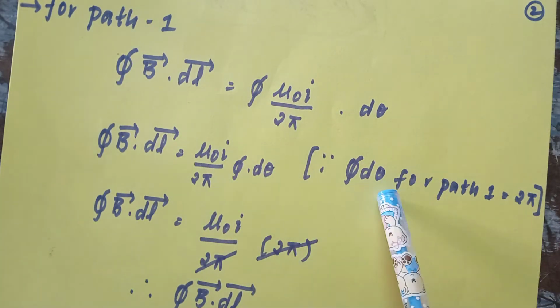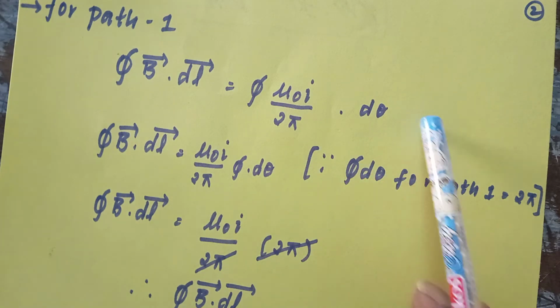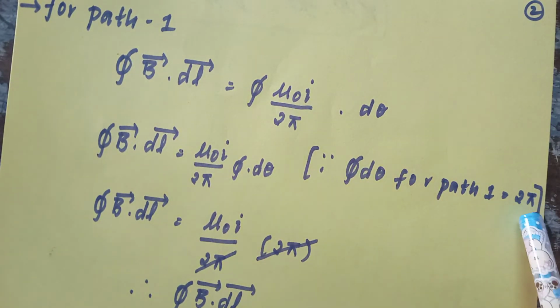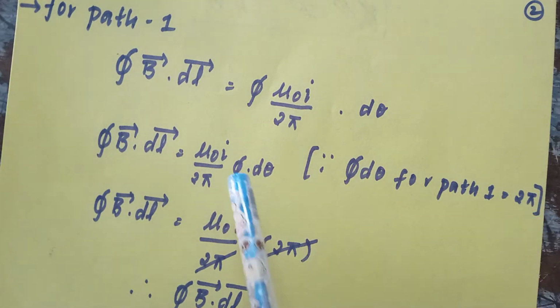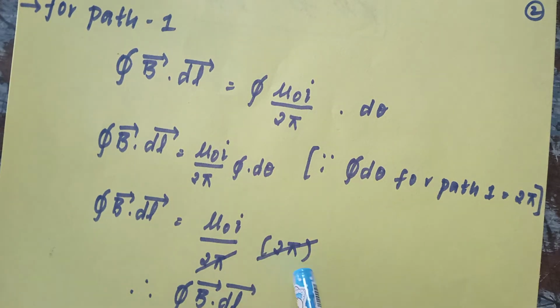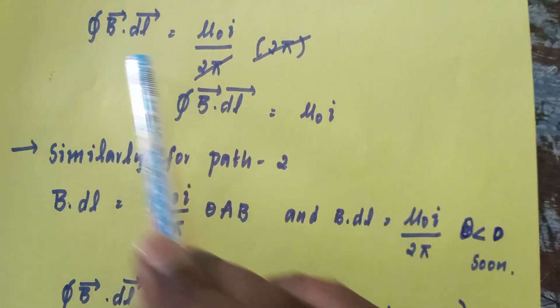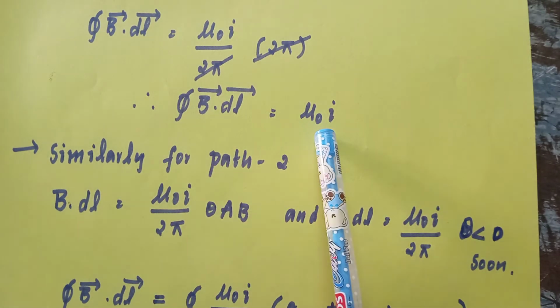Now the integration of d theta for path 1 gives theta, the angle. When the particle completes one rotation, that is equal to 2 pi, which means 360 degrees. Now substitute 2 pi here. The 2 pi gets cancelled. So the integration over the circle of B dl is equal to mu naught I.